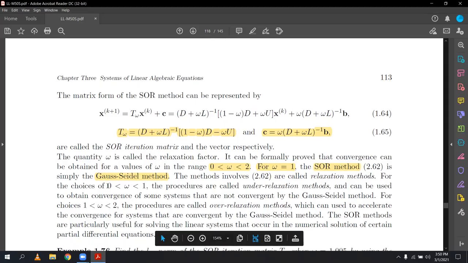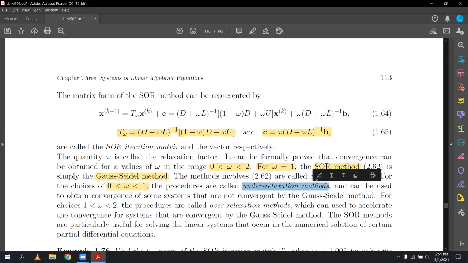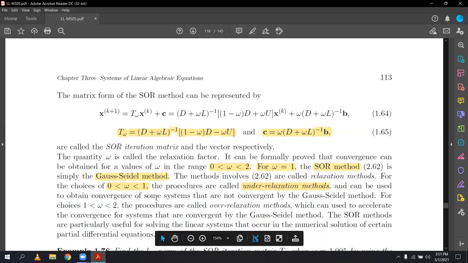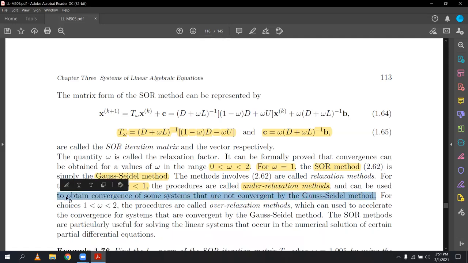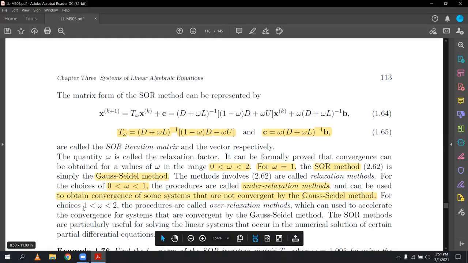And as I mentioned also, I repeat: if omega is between 0 and 1, that procedure is called the under-relaxation method. And why do we use the under-relaxation method? We use it to obtain convergence of some systems that are not converged by the Gauss-Seidel method. But as I told you, we have to choose different values of omega ourselves, and if we are lucky, some value of omega gives us very good convergence. Otherwise, we have to continue to try.